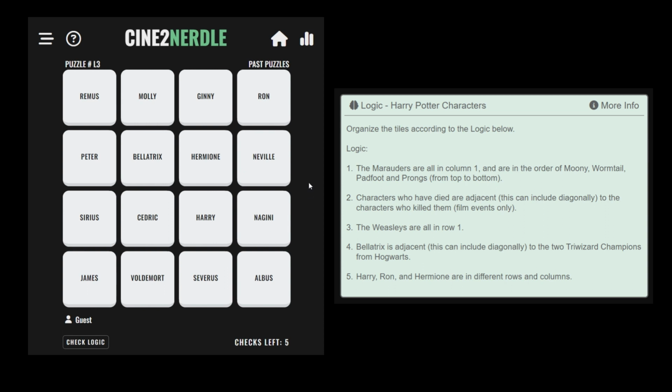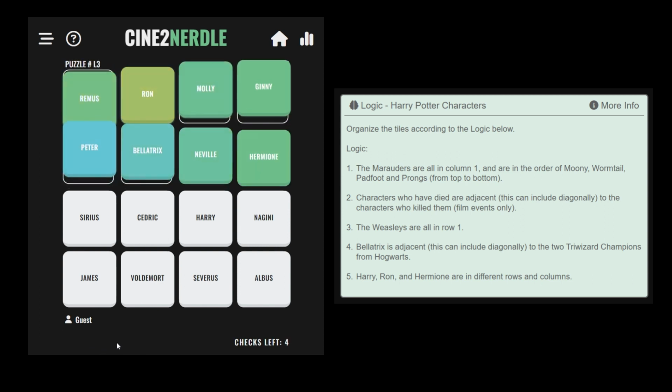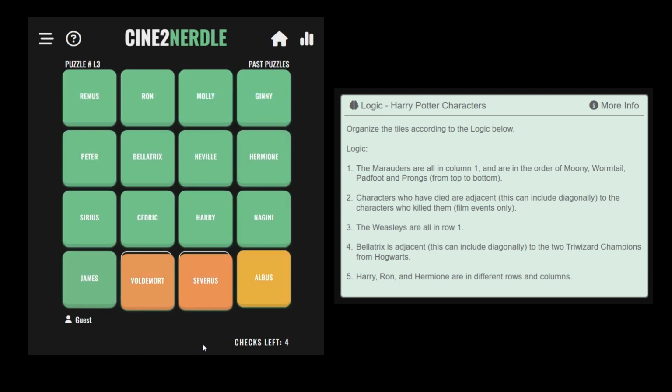From rule number 5 we know Harry, Ron, and Hermione must be in different rows and columns. Since Harry is placed in column 3, and there are no positions available in column 1 or 2, Hermione must be placed in this position in column 4. Ron can now only fit in the second column of row 1. And Molly must still be adjacent to Bellatrix, so should be placed in the third column of row 1. If we check the logic now, we'll see the puzzle is solved without any guessing.